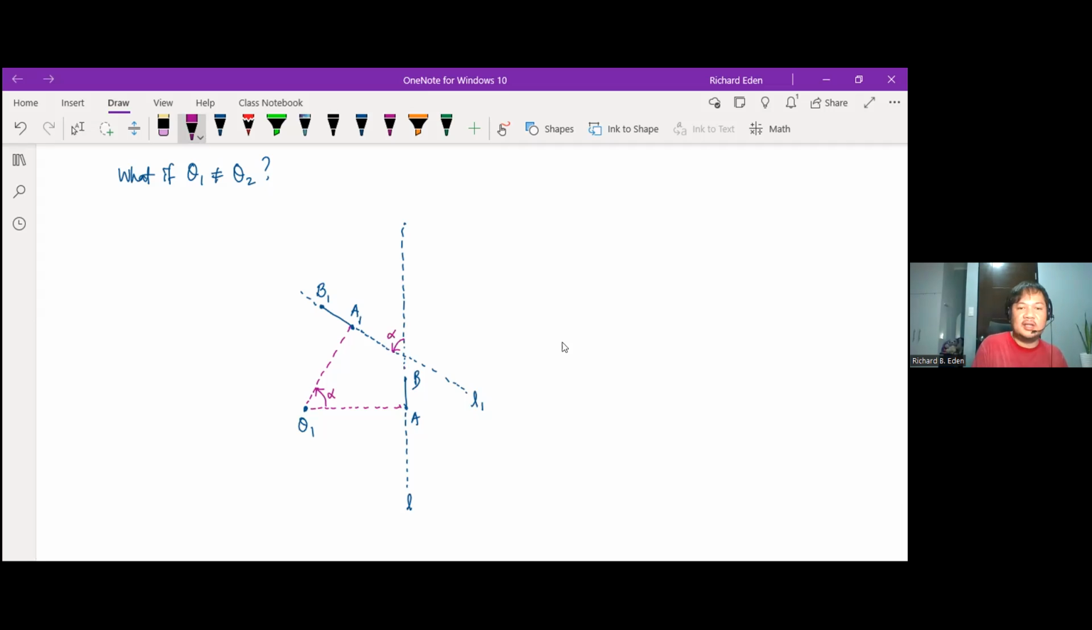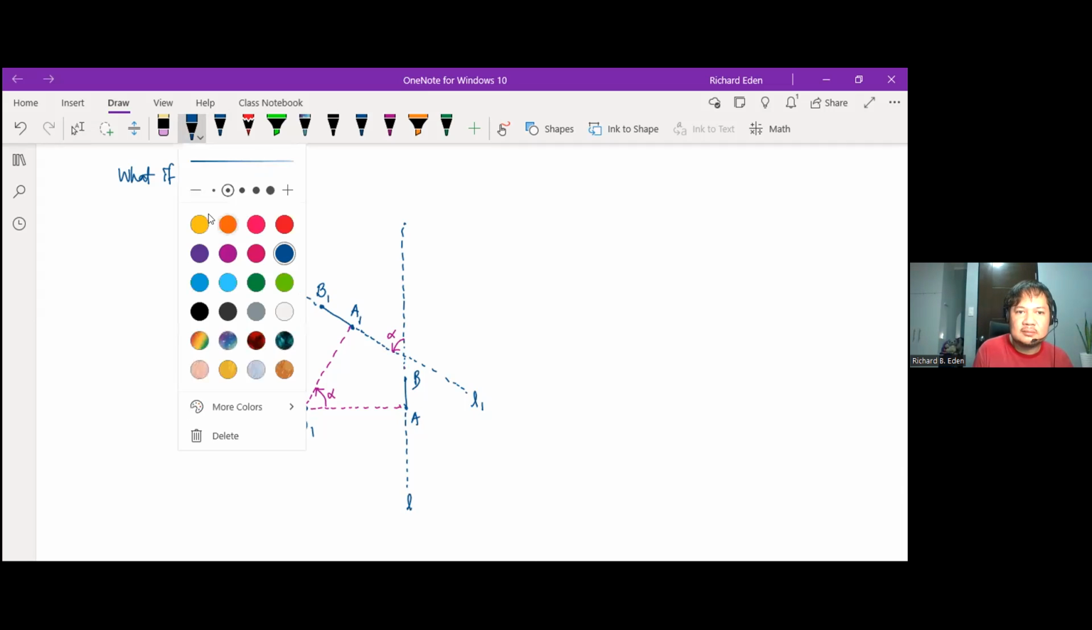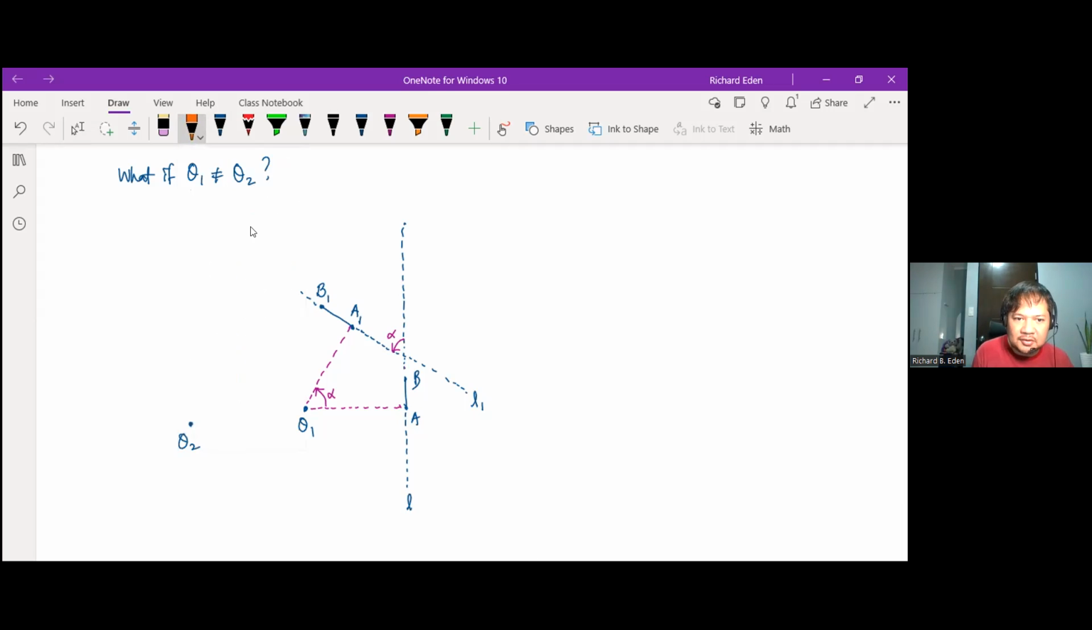Okay, next, let's say the other center is O2. O2 is, let's say it's somewhere here. Okay. O2. Tapos, this is O2A. And then the angle of rotation is beta.